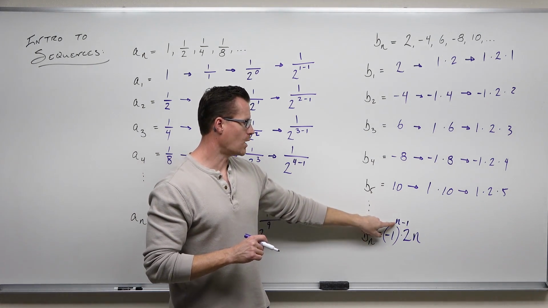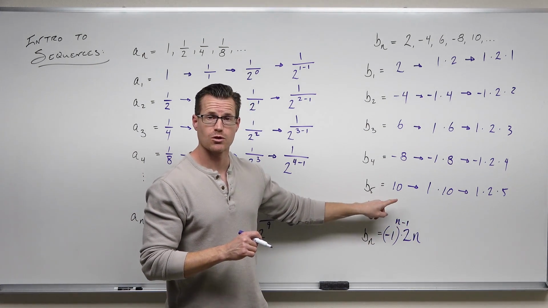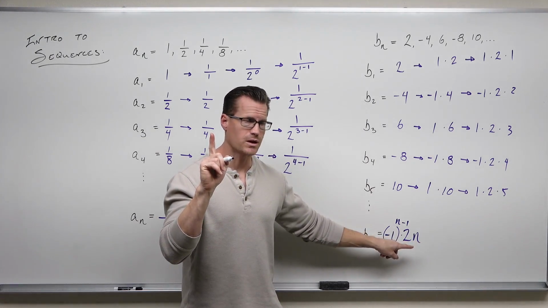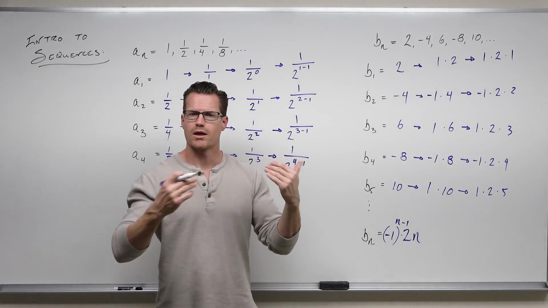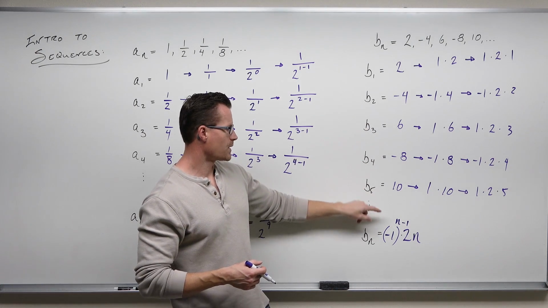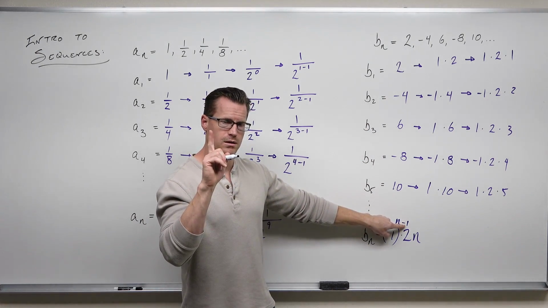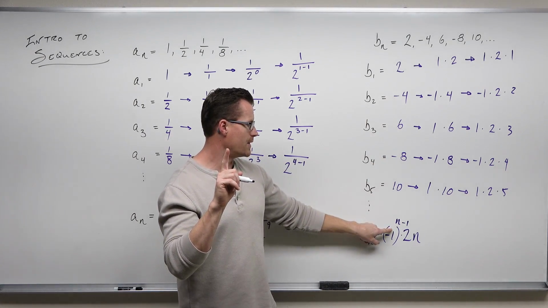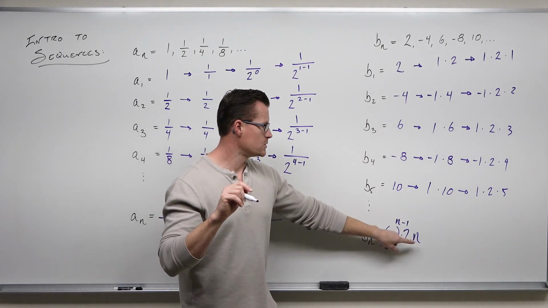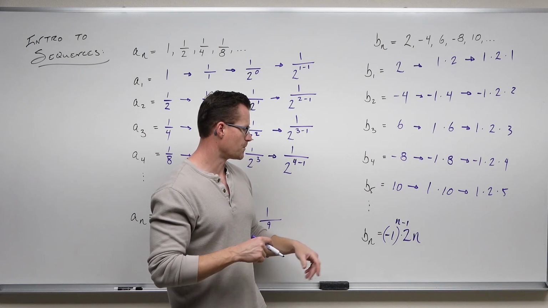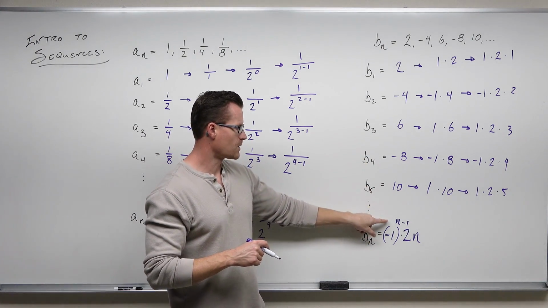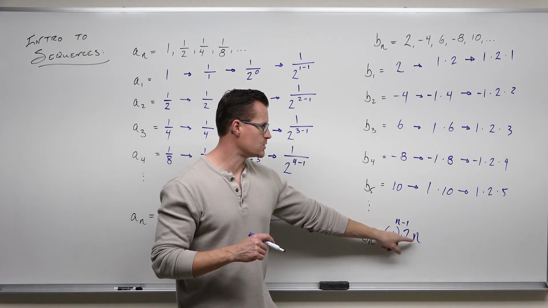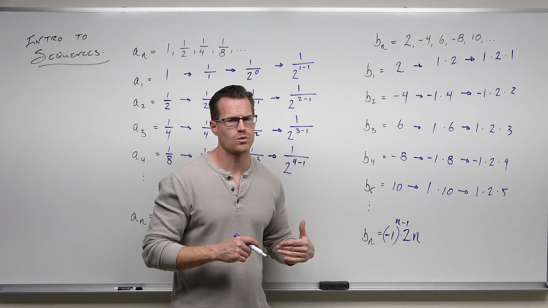Now plug in 1. 1 minus 1 is 0. -1 to the 0 power is 1. 1 times 2, that's 2 times 1, would give us 2. Oh, that works. Try the rest of them. Let's plug in 2. 2 minus 1 is 1. -1 to the first is -1. Got it. And then remember, we're plugging in 2 here. 2 times 2 is 4. Try the third term. Plug in 3. 3 minus 1 is 2. -1 to the second power is positive. Great. And then 2 times 3 is 6. It works. It can work for all of them.